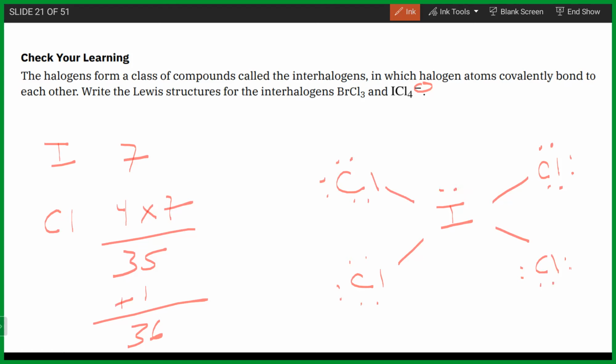But again, iodine is in the 5th period, so we can expand the octet 3rd period and below. So we're just going to pack those extra electrons onto that central atom. And what we'll see here is we've just got to then put a bracket around it with the negative charge there.